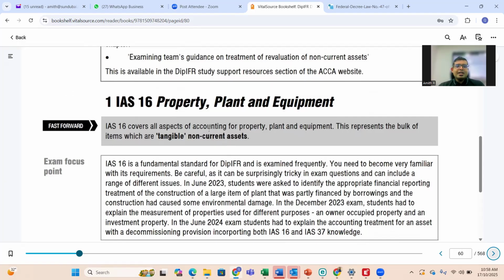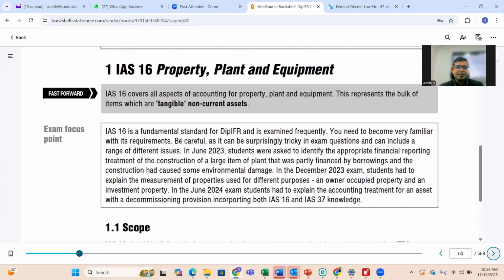IAS 16 covers all aspects of accounting for property, plant and equipment. This represents the bulk of items which are tangible non-current assets. So this is only for tangible. That's the keyword. Now, there is an exam focus point also. IAS 16 is a fundamental standard and it is examined frequently. You need to be very familiar with its requirements. Be careful, it can be surprisingly tricky in the exam and can include a range of different issues. This is exactly what I was talking about.